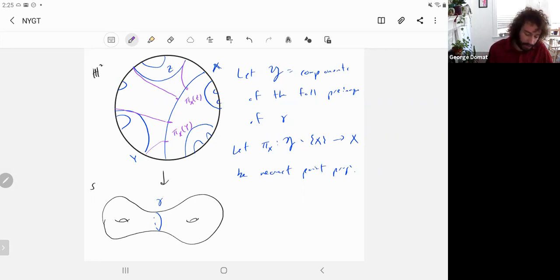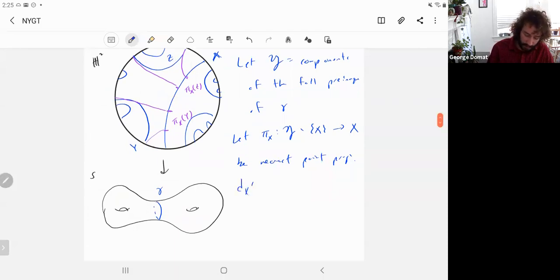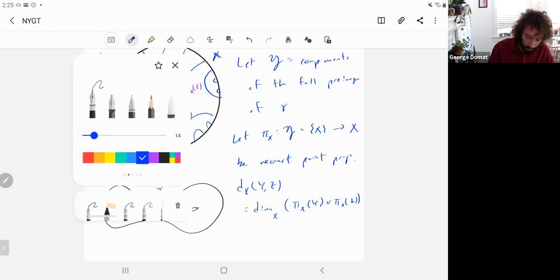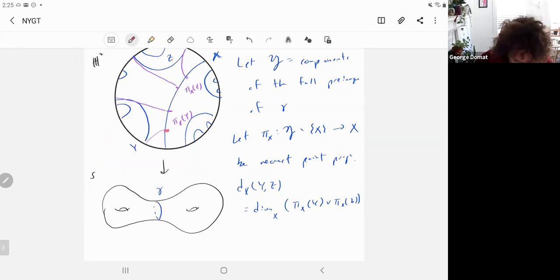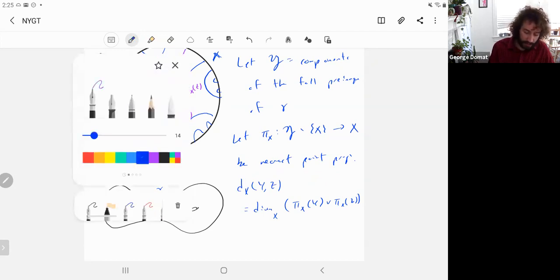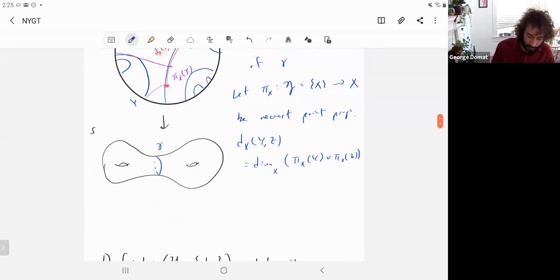And now we define the distance to just be the diameter of the set inside of x. So the distance in x between y and z is going to be the diameter in x of these projections, pi x of y union pi x of z. So what is it? It's just this dx of y, z. Okay, and then we can check that this satisfies the projection axioms.